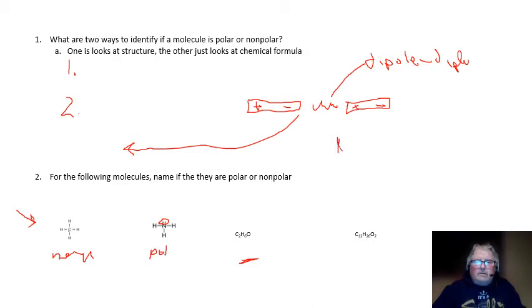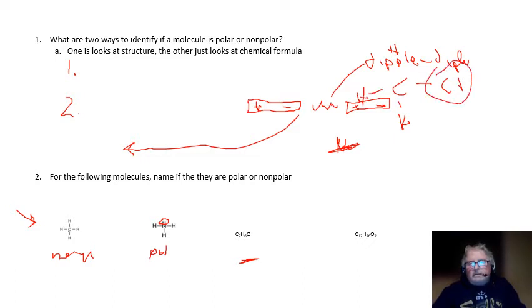Another way this could be polar is if you had, for instance, C, Cl, H, H, and H. This would be a polar molecule because it has a different thing attached to the carbon. But lone pairs are also things. Okay.